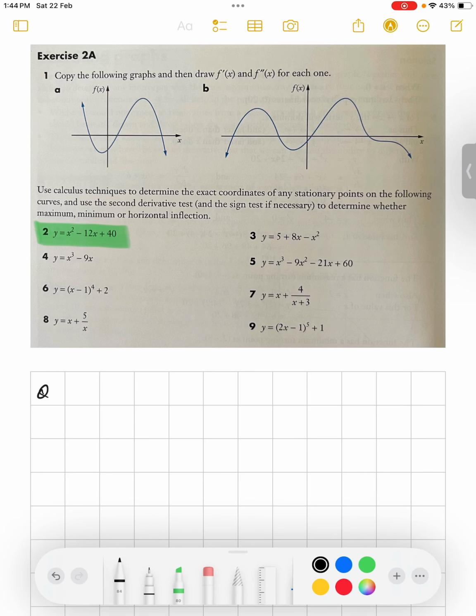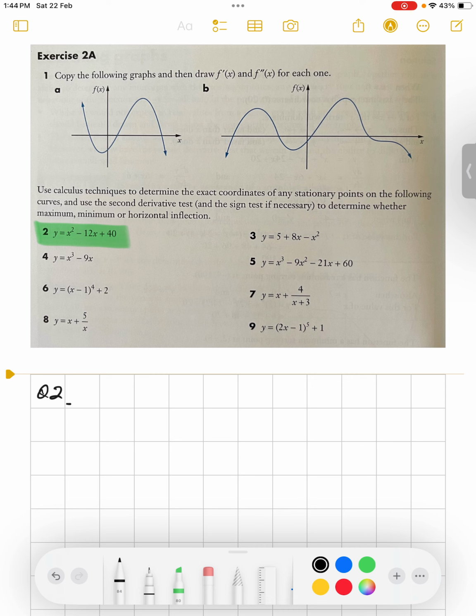We're going to be looking at question 2, which says to use calculus techniques to determine the exact coordinates of any stationary points on the following curves, and use the second derivative test to determine whether it is a maximum, minimum or horizontal inflection. So we've got our function y equals x squared minus 12x plus 40. We know it's a quadratic, which has a minimum because it's got a positive x squared, but never mind.